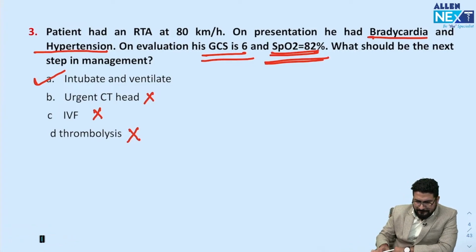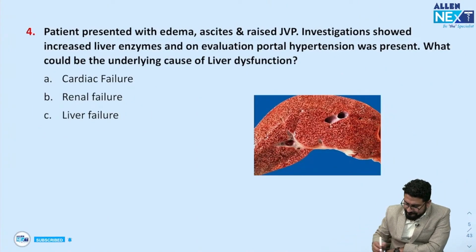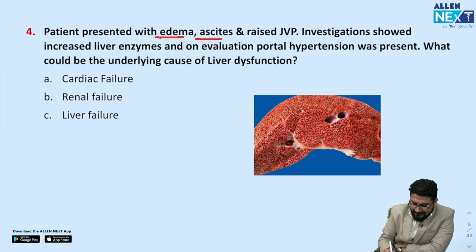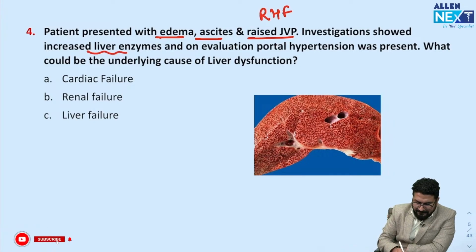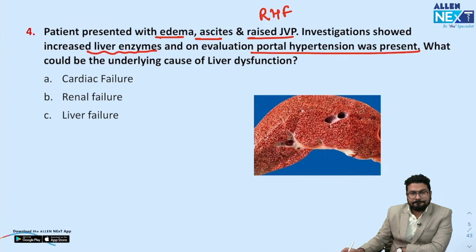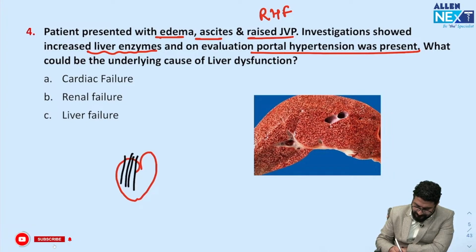Okay, आगे चलें. Coming to the fourth one. Patient presents with edema. So edema, ascites and raised JVP, these are all features of right heart failure. There is increased liver enzymes. On evaluation, portal hypertension was present. Means there is damage to right side of heart.